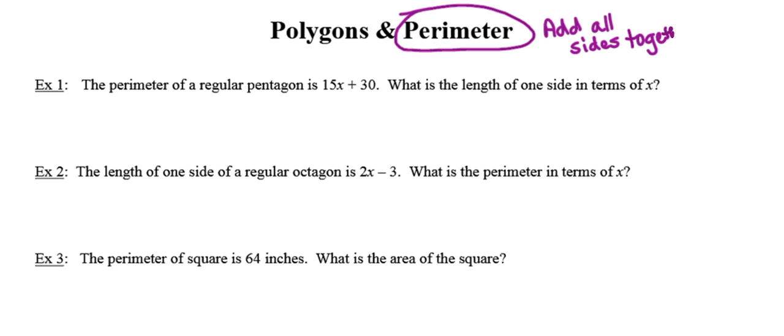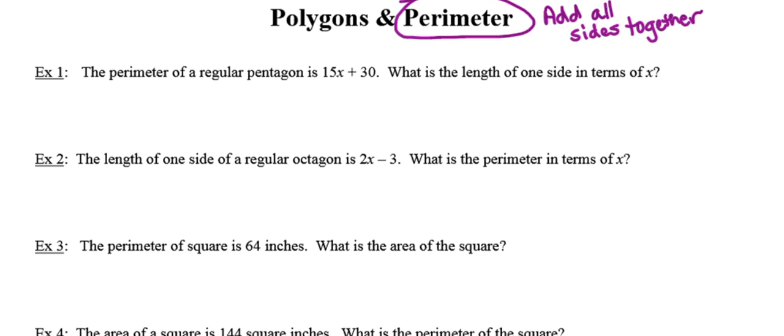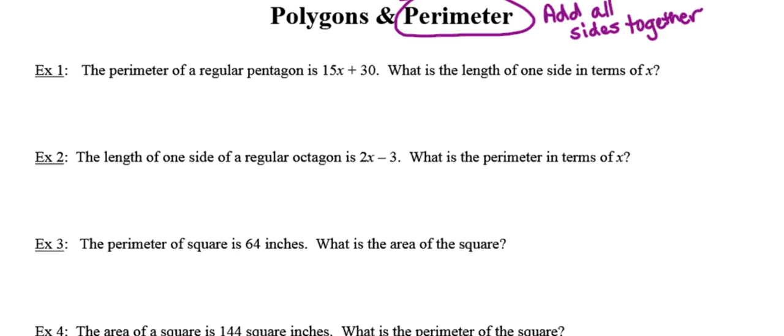And we're going to keep that idea in mind as we work through the problems on this page. Number 1 says the perimeter of a regular pentagon is 15x plus 30. What is the length of just one side in terms of x? In other words, after we added the lengths of all 5 sides together, we ended up with 15x plus 30.